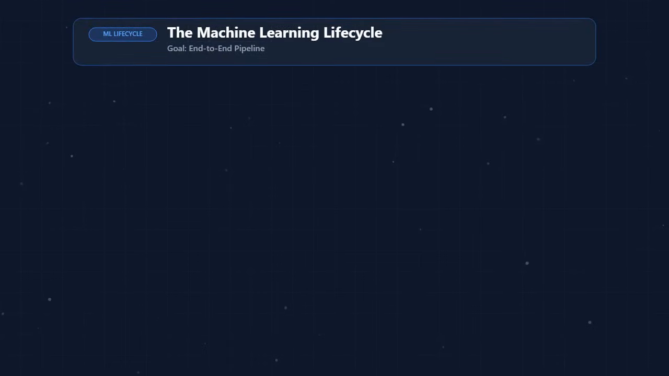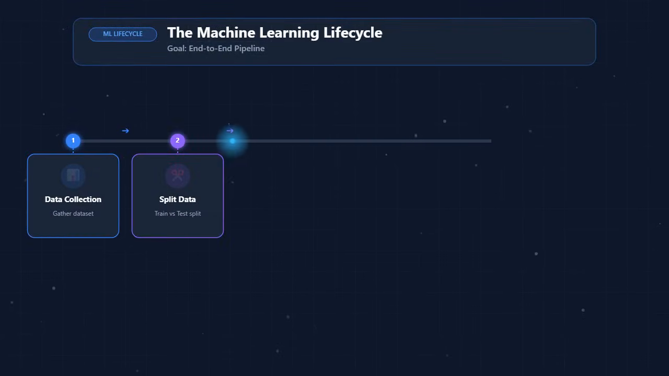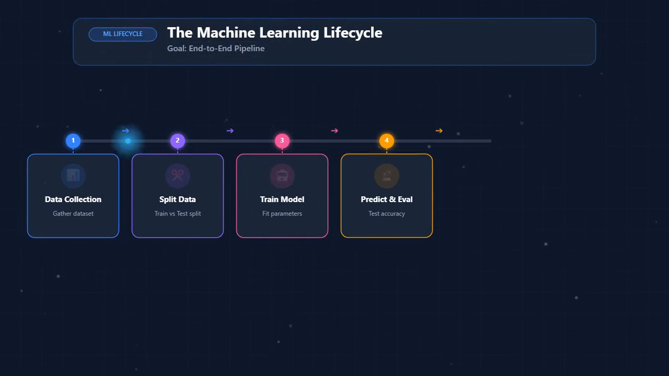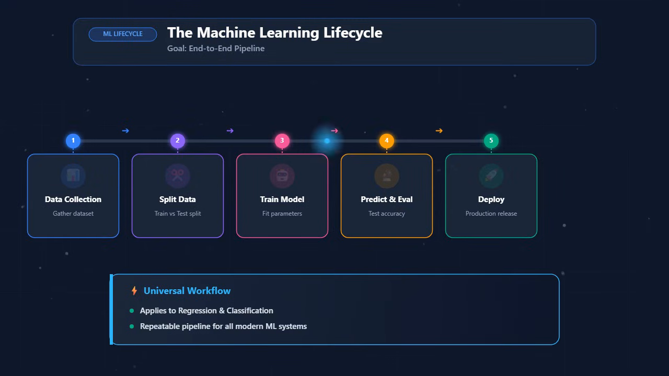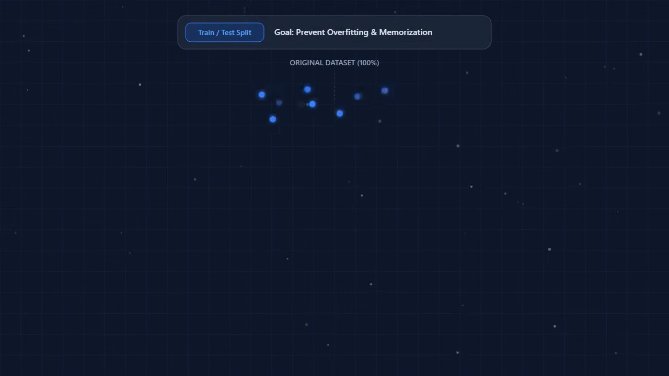Let's zoom out and look at the whole training process. First, we collect data. Next, we split the data. Then we train the model, let it predict, evaluate its accuracy, and finally deploy it to a server. This life cycle applies to almost all machine learning projects. A crucial step is the train-test split.